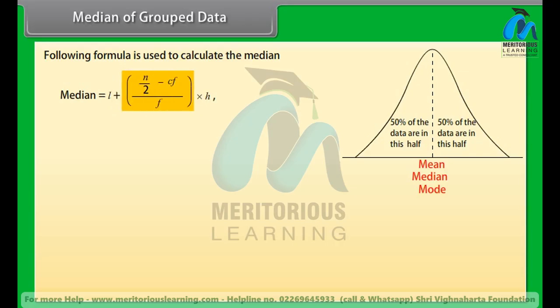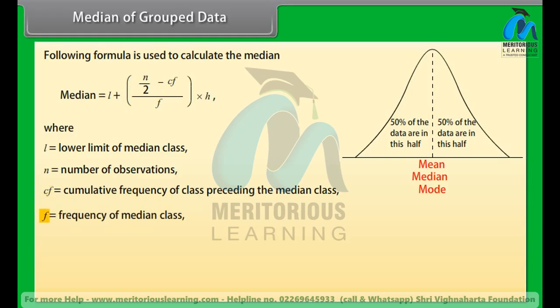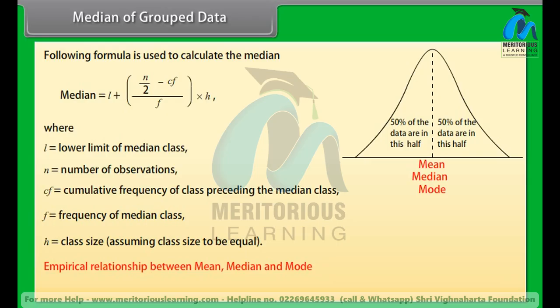Median equals L plus ((n by 2 minus CF) divided by F) multiplied by H, where L is equal to the lower limit of the median class, n equals the number of observations, CF equals the cumulative frequency of the class preceding the median class, F equals the frequency of the median class, H equals the class size, assuming class size to be equal. Empirical relationship between mean, median and mode: 3 median is equal to mode plus 2 mean.